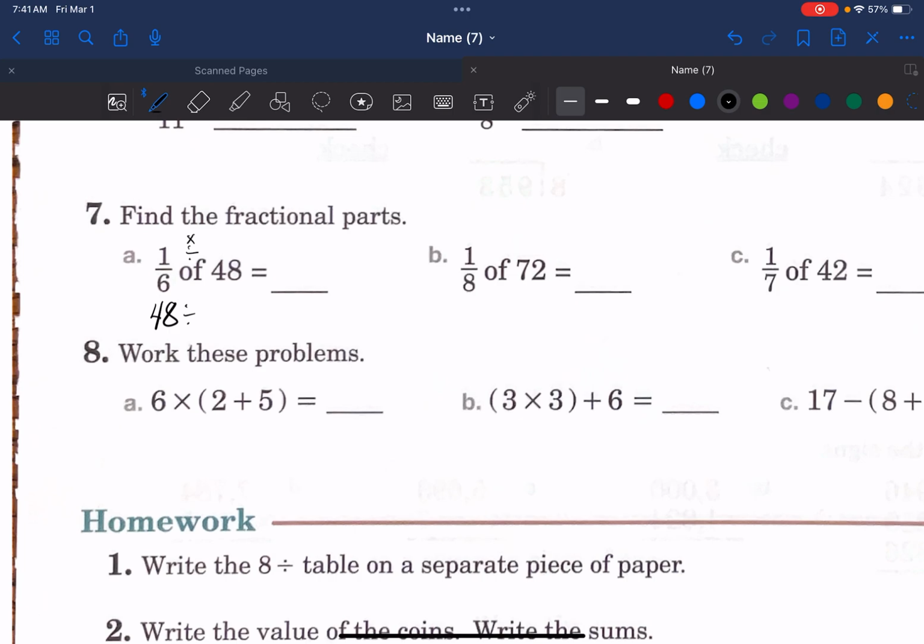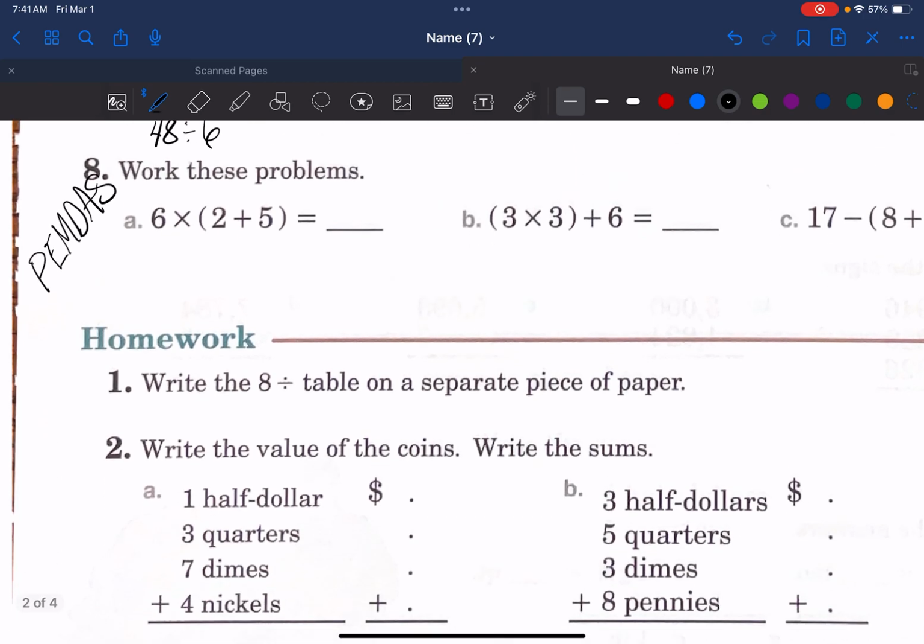If I did 48 divided by 1, I'm going to get 48 again. So does that make sense? No. So we use our bottom number. 48 divided by 6. So I skip count by 6's. All right. Do those. Then number 8. Work these problems. Don't forget our acronym, PEMDAS. That tells you it's the order of operations. The order of operations. Okay, you don't need to do any of the homework section.